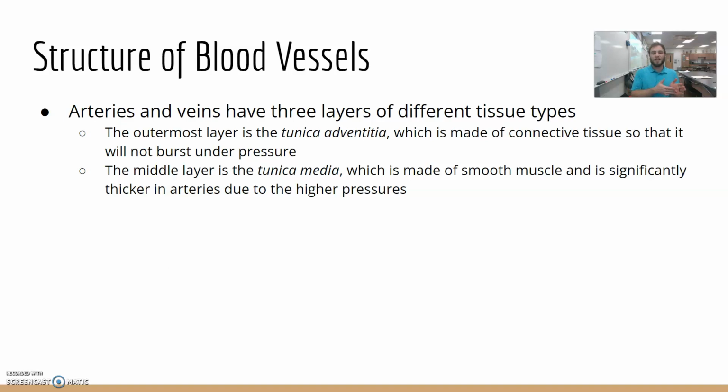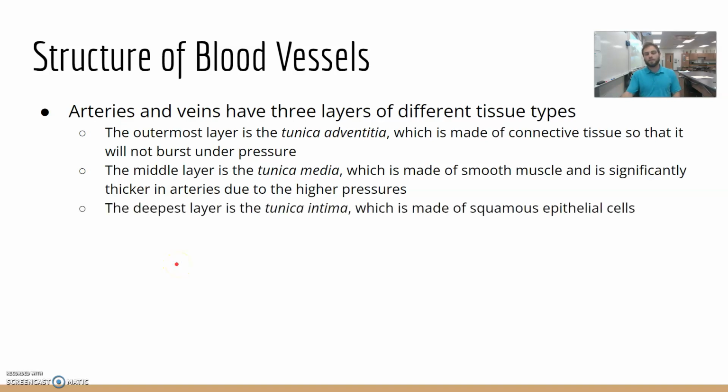It's thicker in arteries than it is in veins, because of the higher pressures that are required in those arteries when compared to veins. And so this is going to be the smooth muscle that's able to carry out or at least push and maintain pressure as that blood is flowing through. The deepest layer is going to be the tunica intima, which is going to be made of a single layer of squamous epithelial cells.